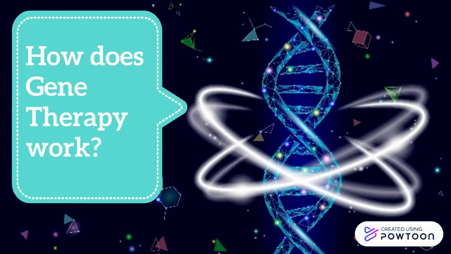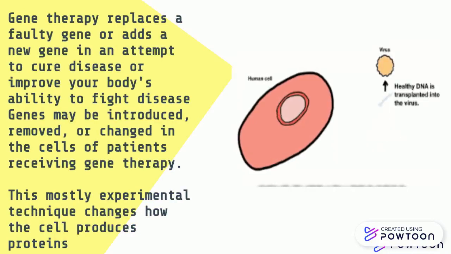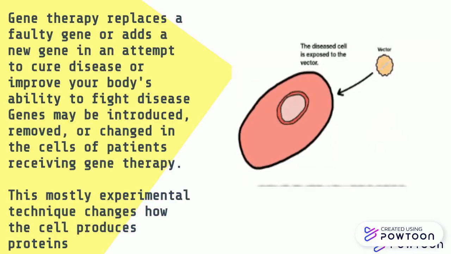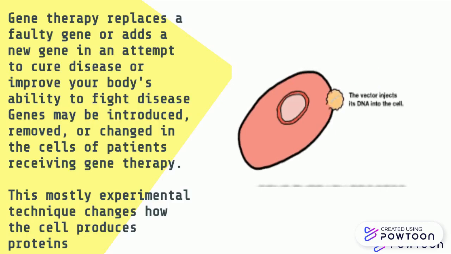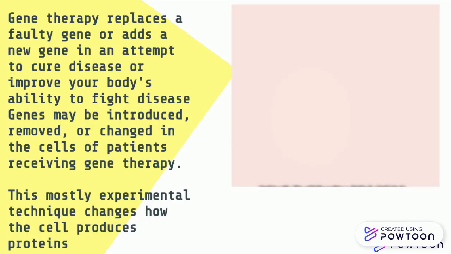How does gene therapy work? Gene therapy replaces a faulty gene or adds a new gene in an attempt to cure disease or improve your body's ability to fight disease. Genes may be introduced, removed, or changed in the cells of patients receiving gene therapy. This mostly experimental technique changes how the cell produces proteins.